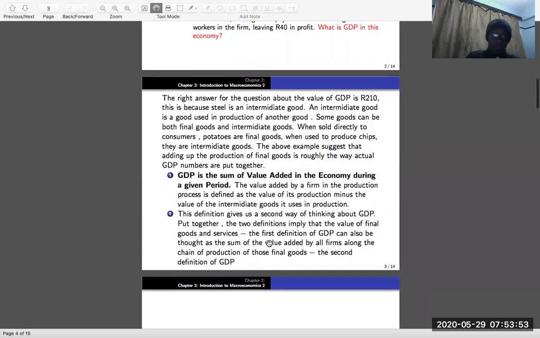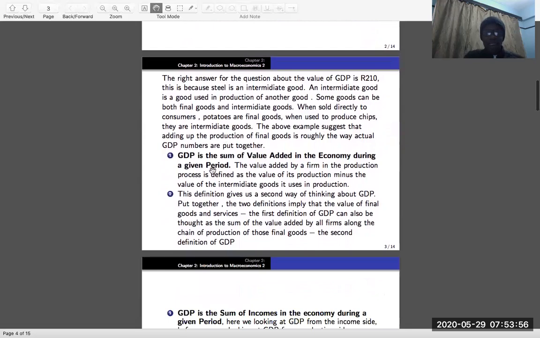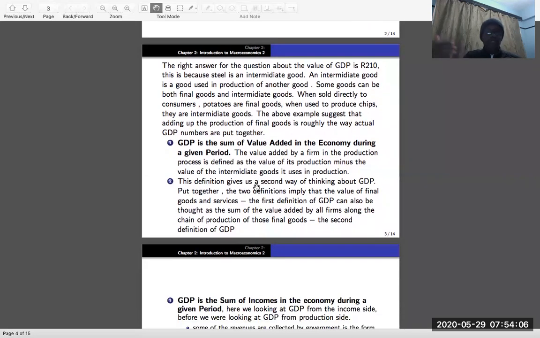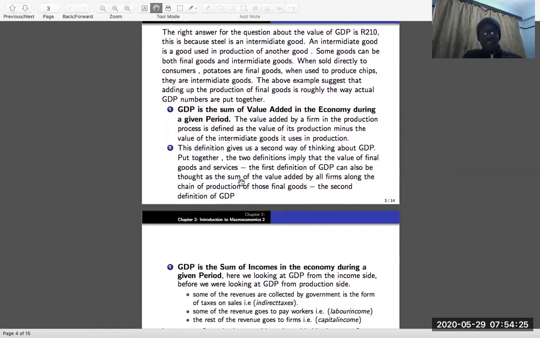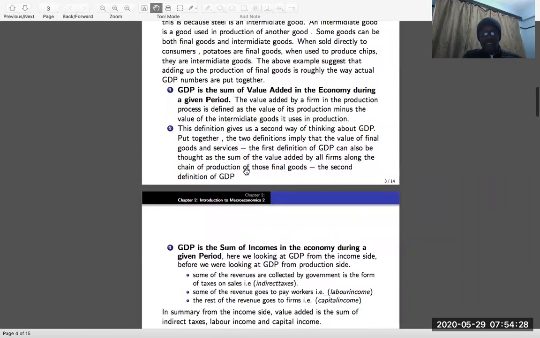Then another way of looking at GDP is as a sum of value added in the economy during a given period. The value added by a firm in the production process is defined as the value of its production minus the value of the intermediate goods it uses in production. This definition gives us a second way of thinking about GDP. Put together, the two definitions imply that the value of final goods and services, the first definition of GDP, can also be thought of as the sum of the value added by all firms along the chain of production to those final goods, which is the second definition of GDP, right?